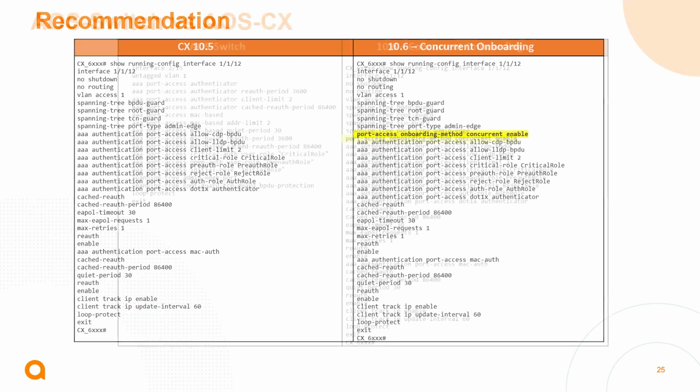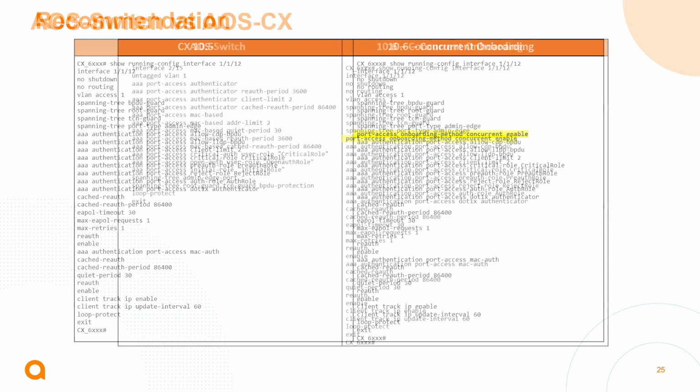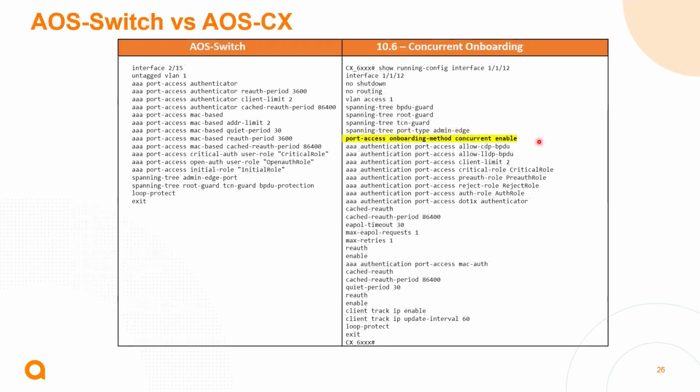If you have an AOS-S switch and are trying to convert the AOS-S switch configuration to AOS-CX, this is the way you are going to convert. The AOS-S switch configurations are here and the AOS-CX configuration is on the right-hand side. So with this, let's see the demo.